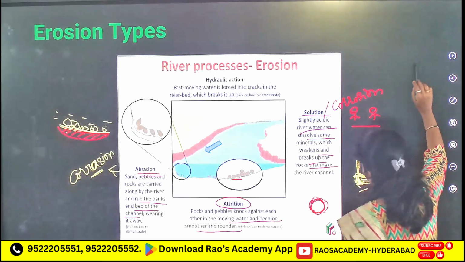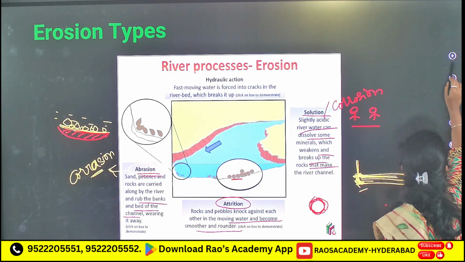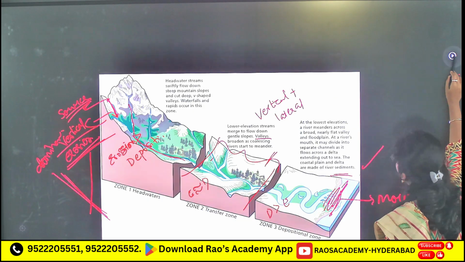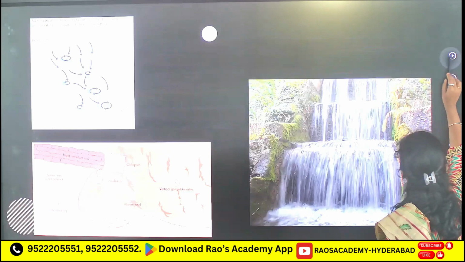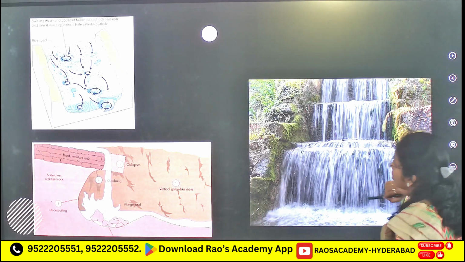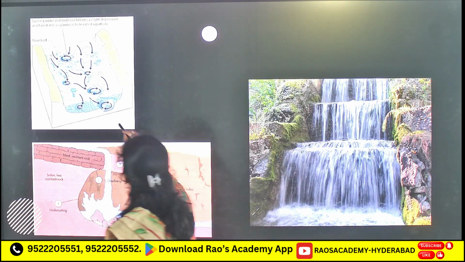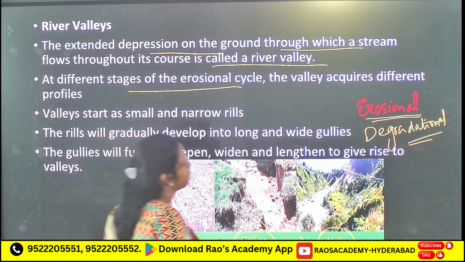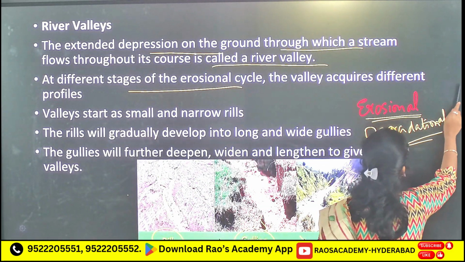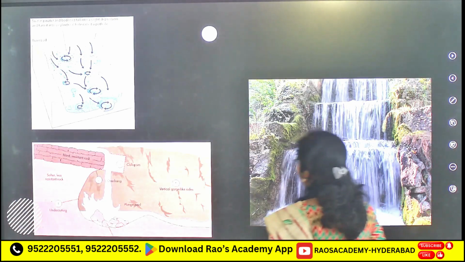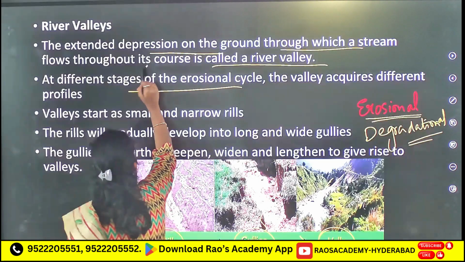Next, after river valleys, the next erosional landform is potholes.